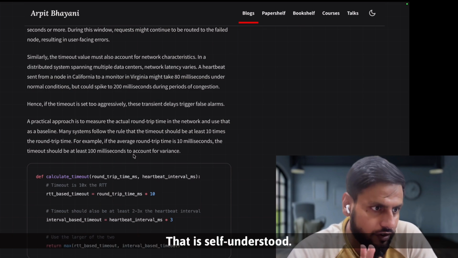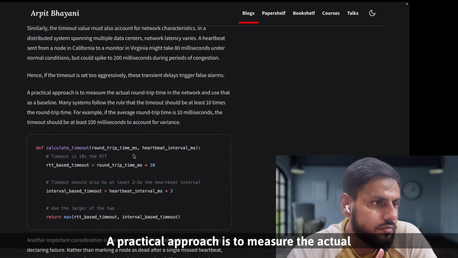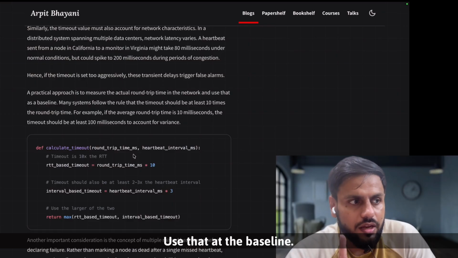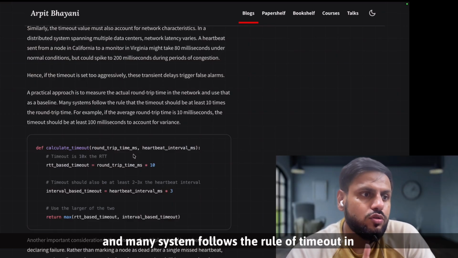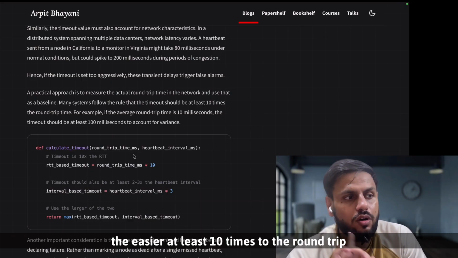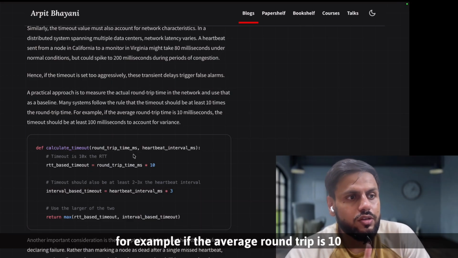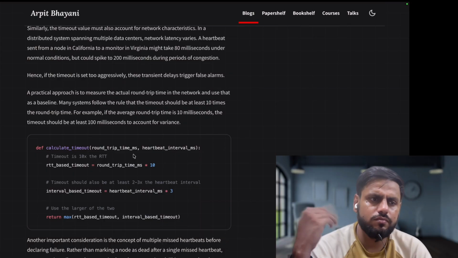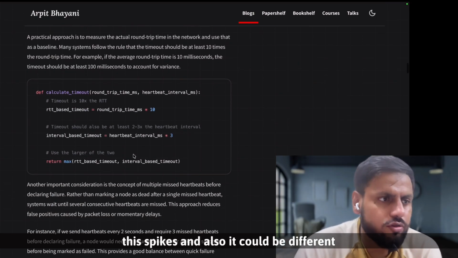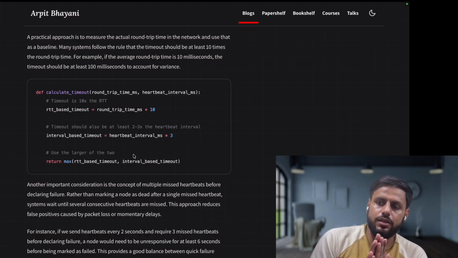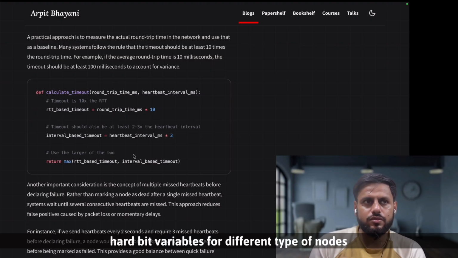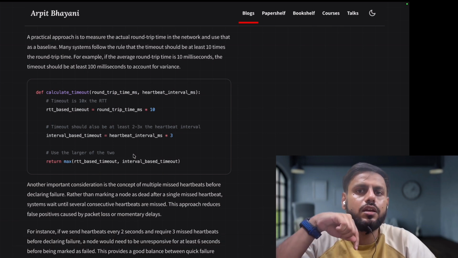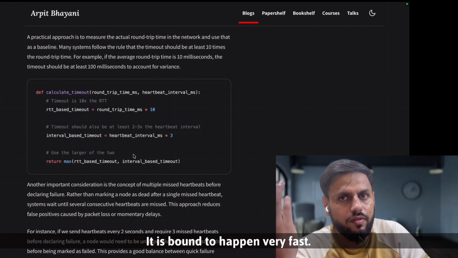Yeah, that is self-understanding. A practical approach is to measure the actual round trip time in the network and use that as the baseline. Many systems follow the rule of setting the timeout at least 10 times the round trip. For example, if the average round trip is 10 milliseconds, then the timeout should be 100 milliseconds, to allow for variance because of spikes. And also there could be different heartbeat values for different types of nodes, because if a node is in the same vicinity, then the response is bound to happen very fast.